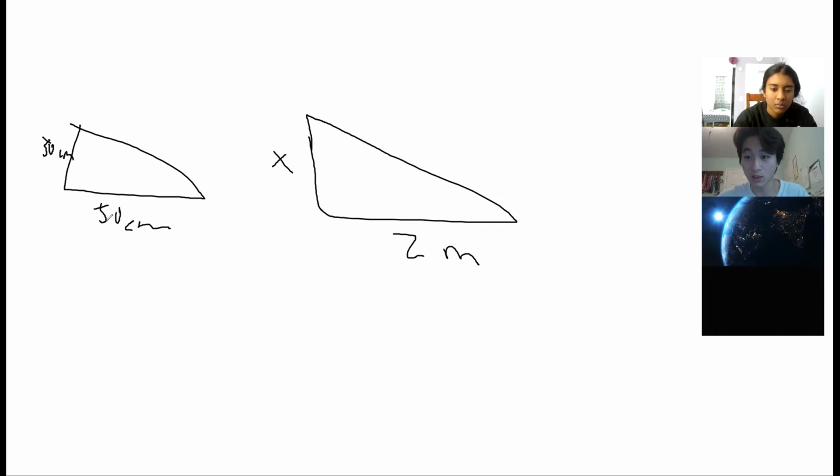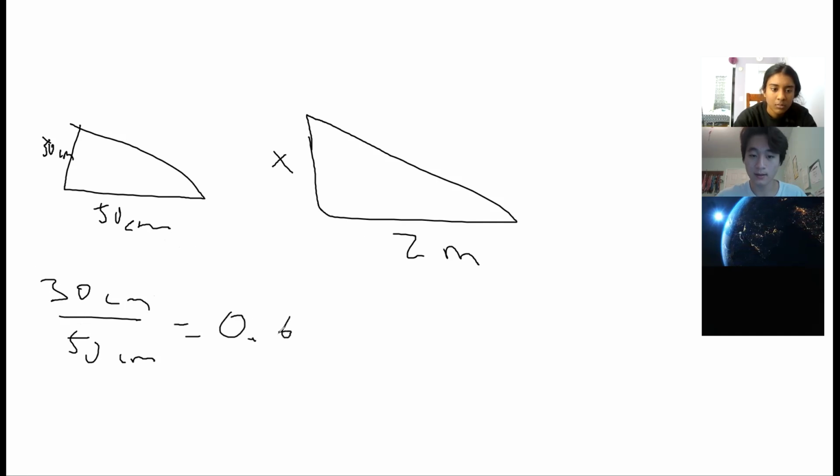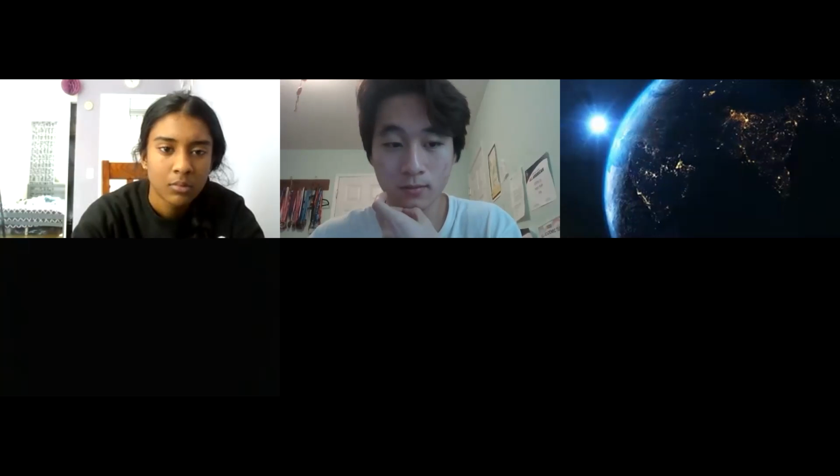So I'm going to do the second way. 30 centimeters divided by 50 centimeters, the scale factor is 0.6. So we know that x is 0.6 times 2 meters, with 0.6 as the scale factor, which equals 1.2 meters. Does that make sense? All right, so continue with the slideshow.